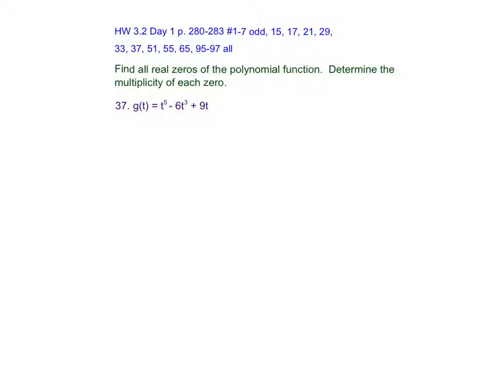This is a solution to problem 37 from homework 3.2 day 1. We're asked to find all real zeros of the polynomial function and determine the multiplicity of each zero.